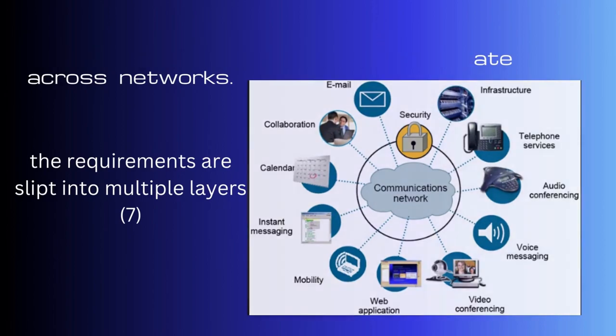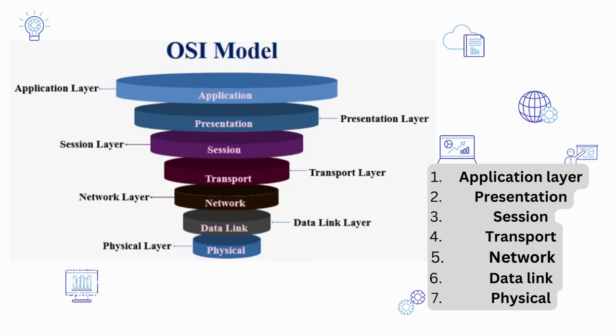This OSI model contains seven layers which show how a computer will be able to communicate with another device on the internet, or I can say a network. The first layer is the application layer, followed by the presentation, then the session layer, the transport, the network layer, the data link, and the physical layer.